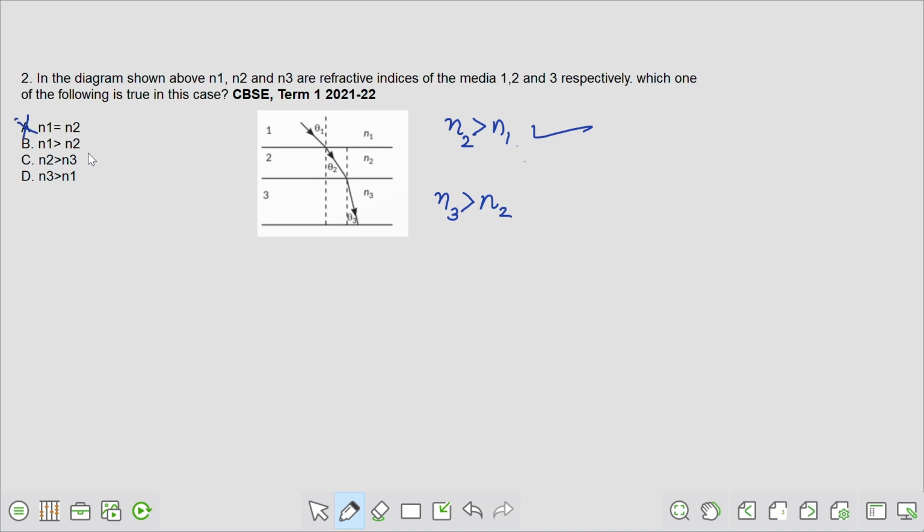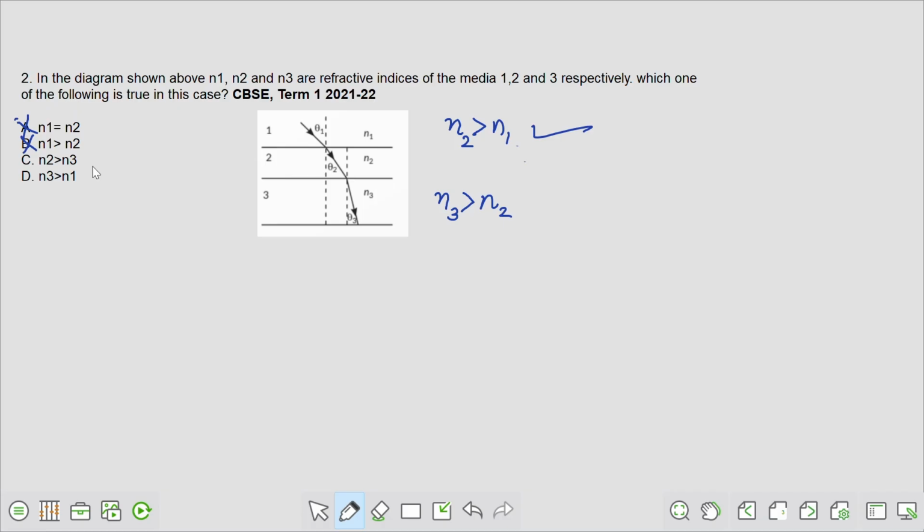Now see, N1 greater than N2. No, why? Because the light ray bends in medium 2. So if it bends in medium 2 compared to 1, that means the refractive index of 2 is greater than 1. So this is not right.